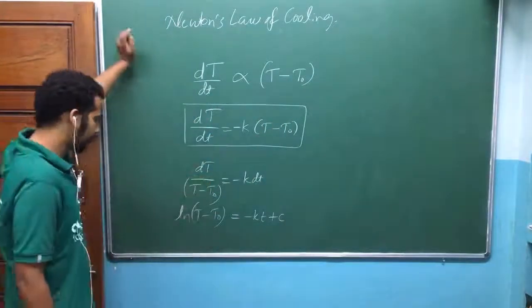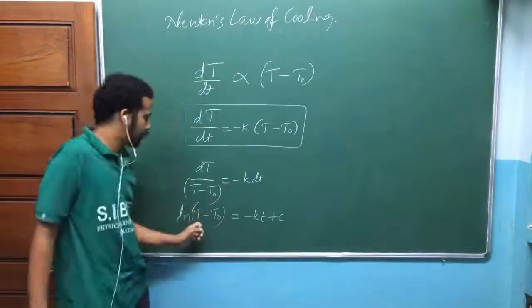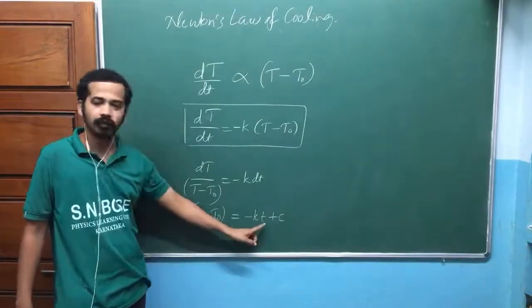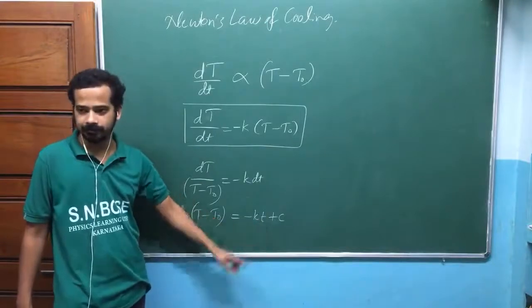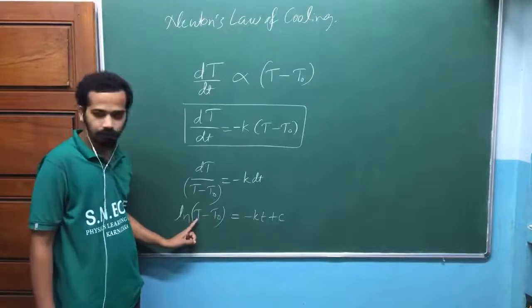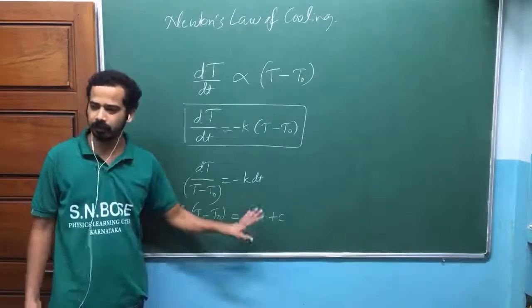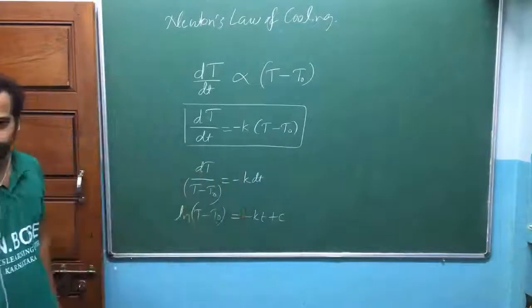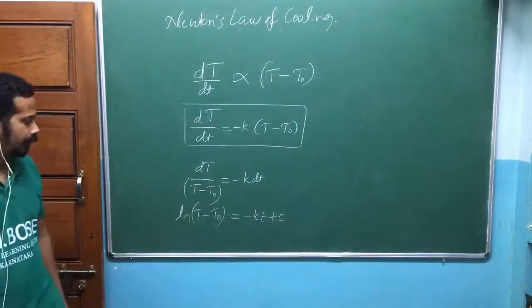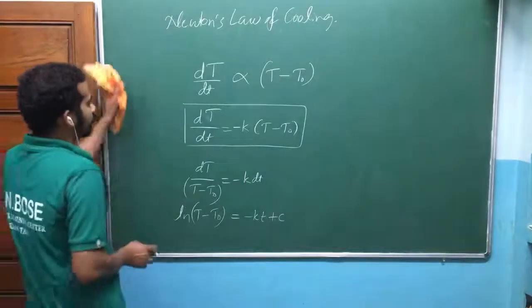Is that okay? So now look here. How do you find that C? You should give this temperature and this temperature for some particular time. You should give T naught, and you should give the body temperature at some particular time, so that you can find C. Let me keep it here. Whenever we need, we can solve further. Is that okay?